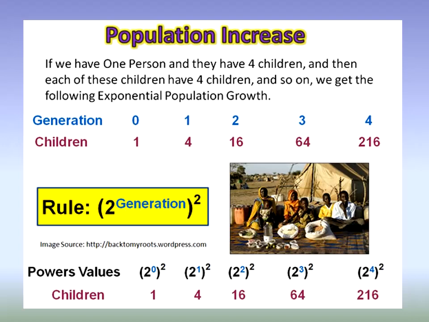Rule: 2 to the power generation, whole square. 2 to the power 0 whole square is 1. 2 to the power 1 whole square is 4. 2 to the power 2 whole square is 16. 2 to the power 3 whole square is 64. 2 to the power 4 whole square is 216.